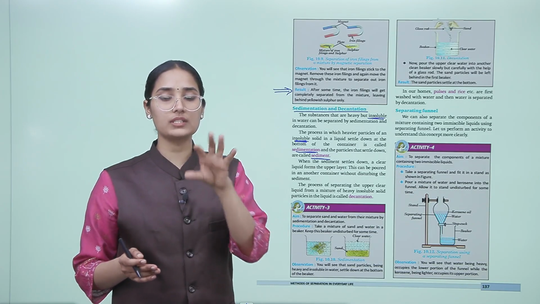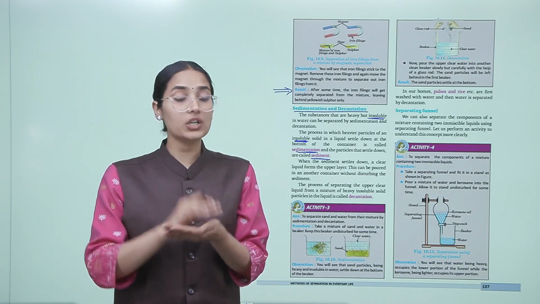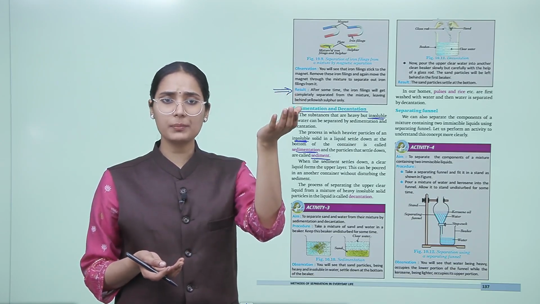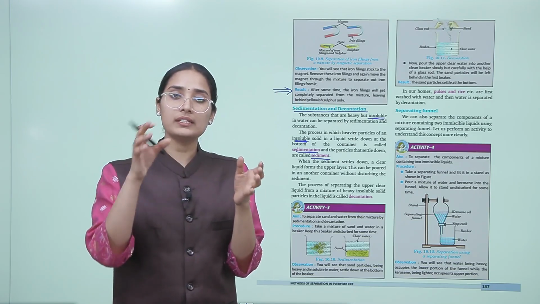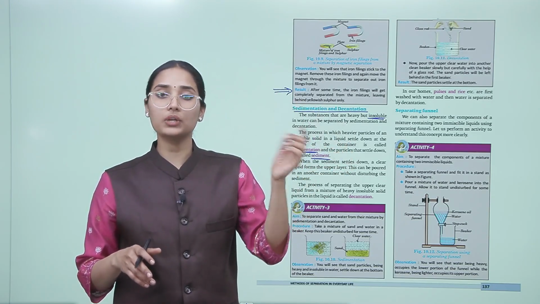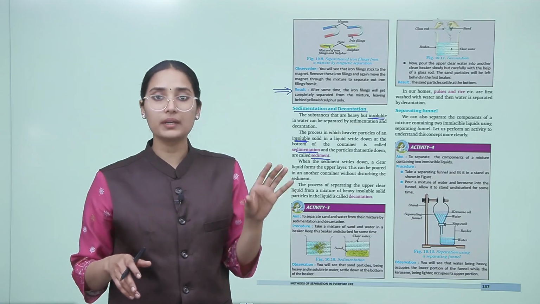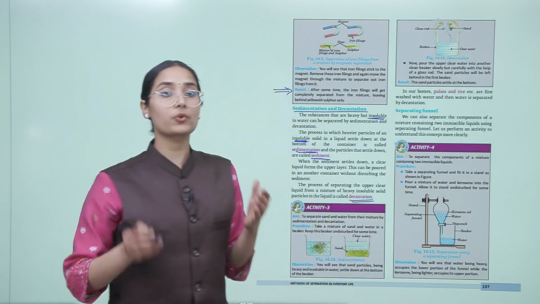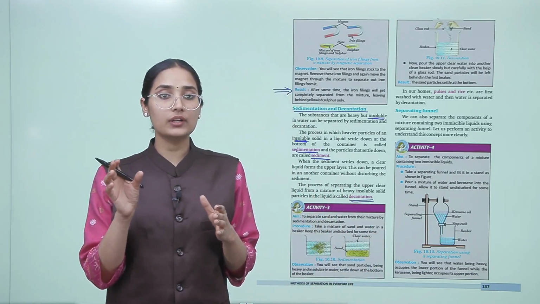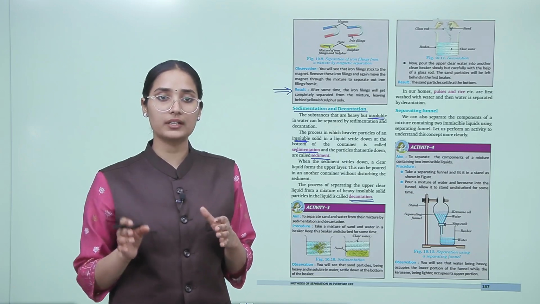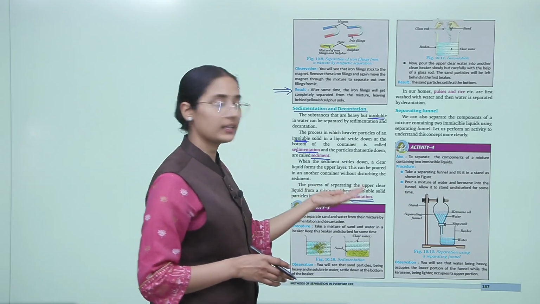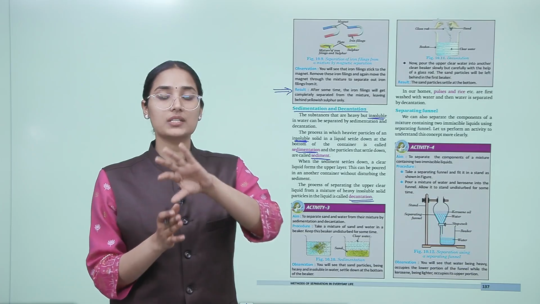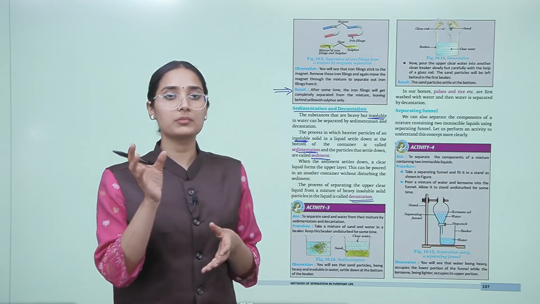So once the sediment, that solid part, has settled down at the bottom, now we are left with what? The liquid from the upper layer. Now this liquid can be easily transferred to another container without disturbing it, and this process is called decantation. So what is decantation? The process of separating the upper clear liquid from a mixture of heavy insoluble solid particles in the liquid is called decantation, right? It is basically the last step of this separation. We are separating the solid insoluble part from the liquid.